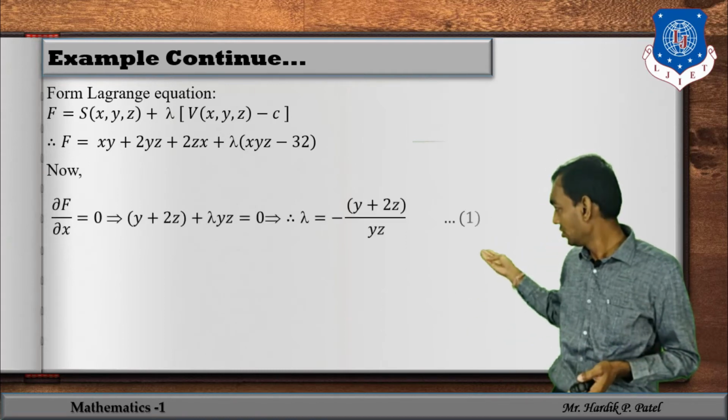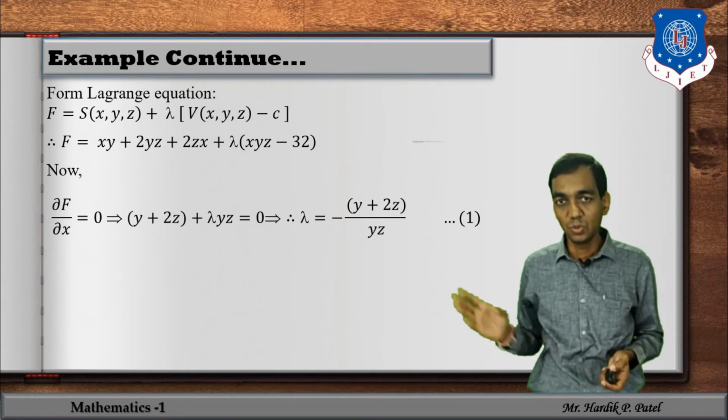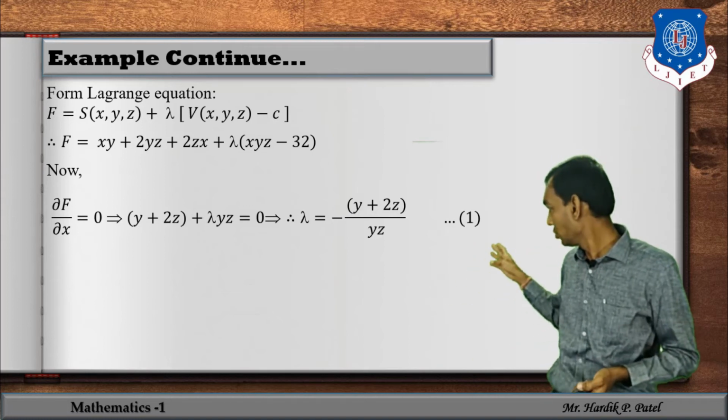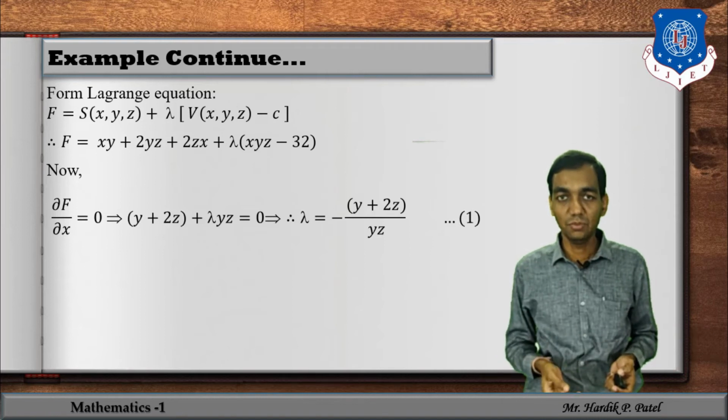So first differentiate with respect to x and equate it with 0. That will give you y + 2z + λyz = 0. So that will give you λ = −(y + 2z)/yz. This is equation number 1.